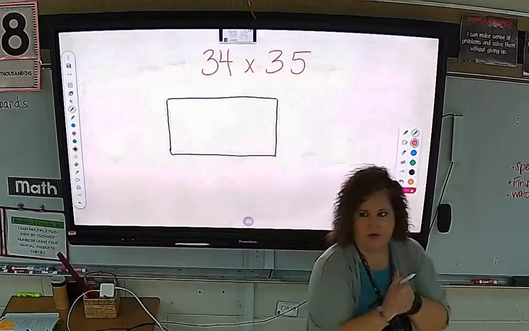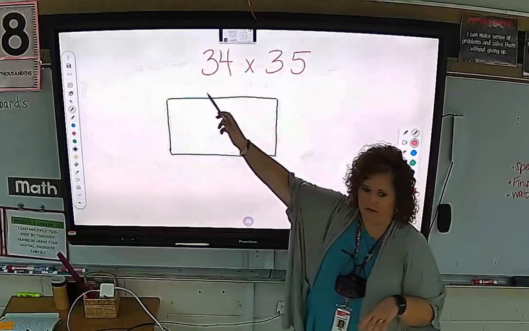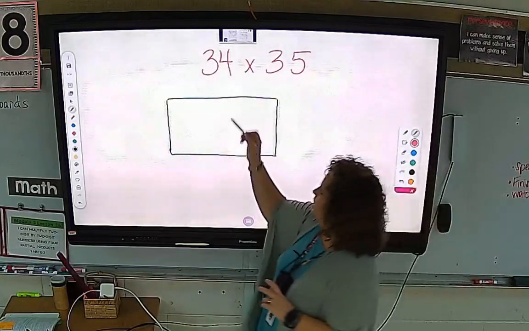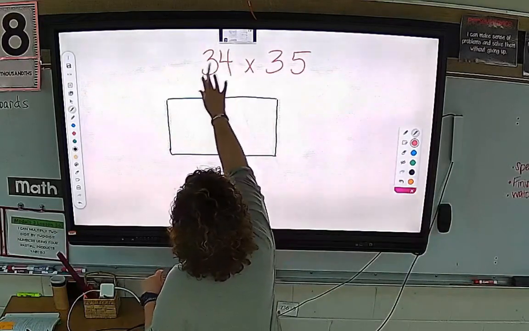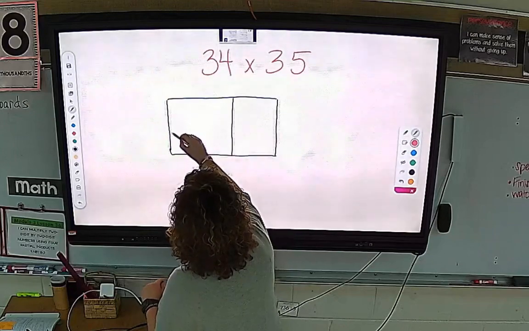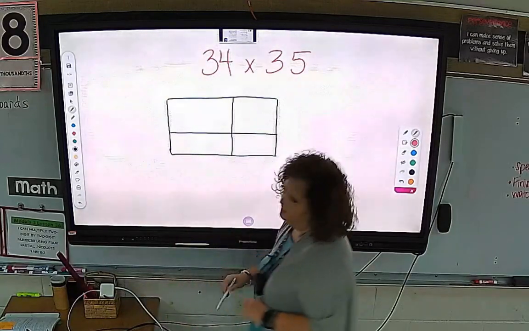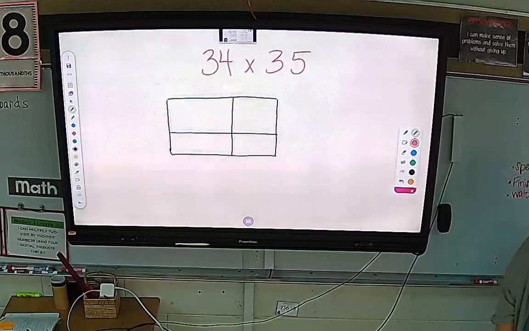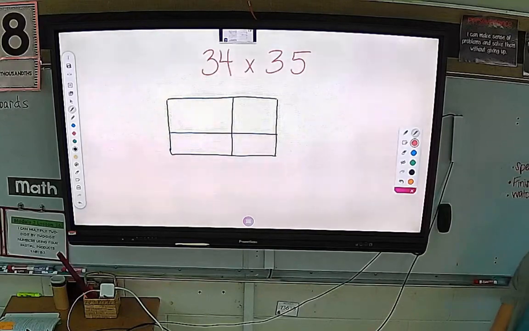Okay. Now there are no multiples of 10, but I have two numbers that are 2 digits each. So I'm going to need a ones and a tens place for both of those numbers. So my rectangle is now going to be cut more than once. Okay? All right. So that's how that has changed.